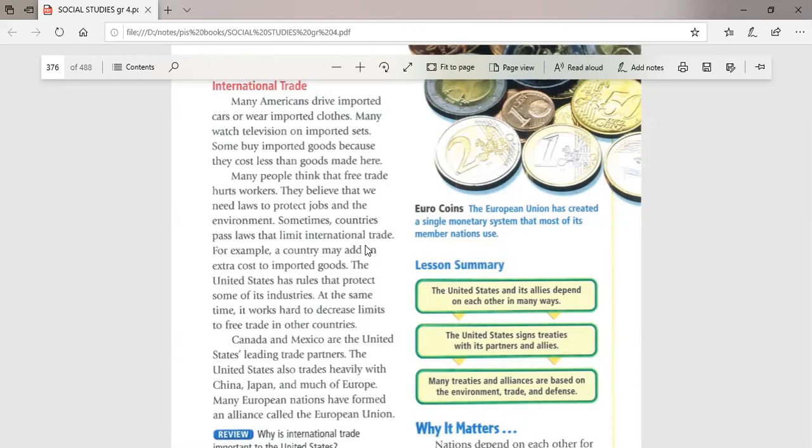To encourage people to buy the local products, to raise the economy in the country. I don't hear you, Muhammad. Raise your voice.